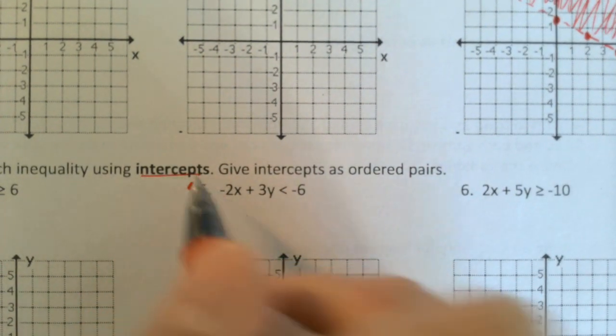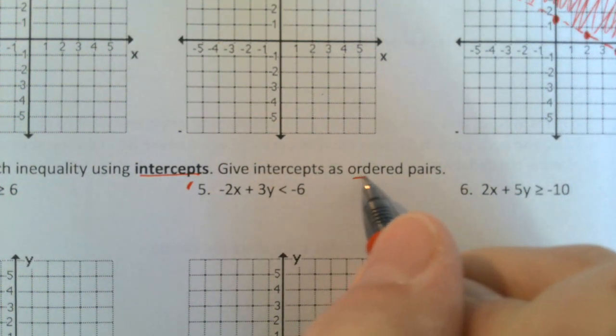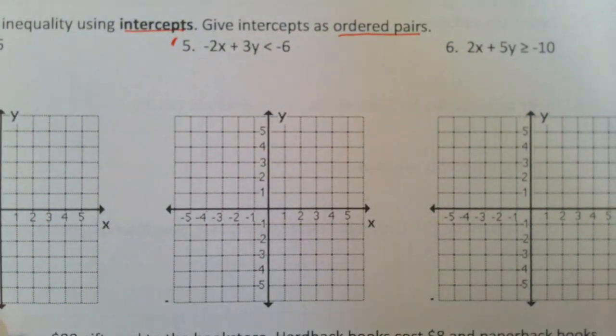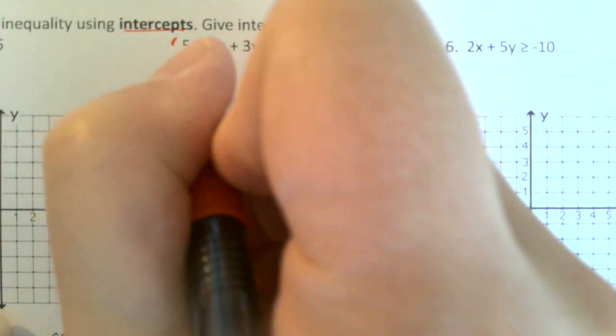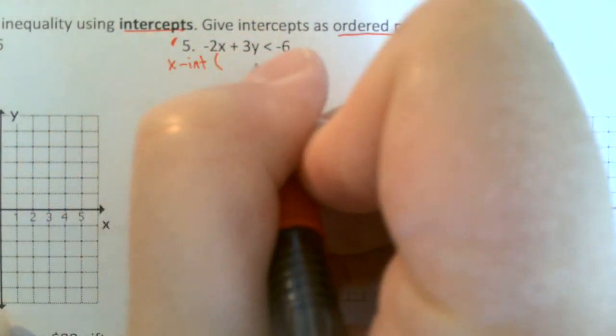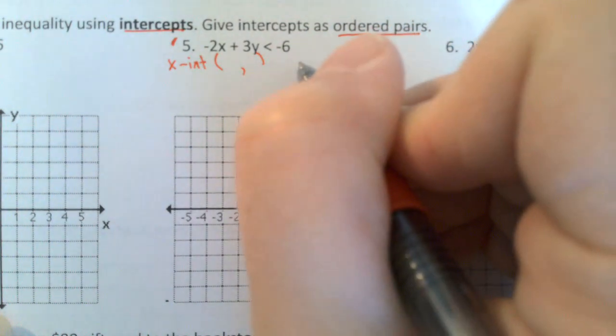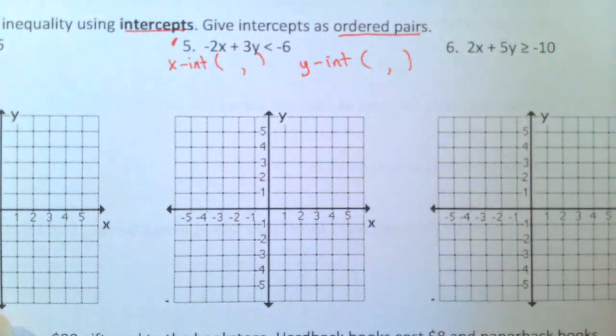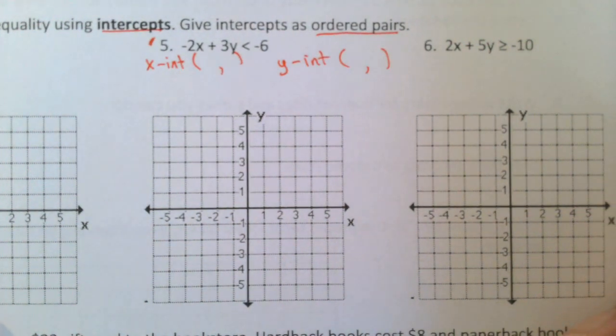All right, now the next set says use intercepts. And notice it says give answers as ordered pairs. So I think if we sort of start ourselves with the idea that I have an x-intercept and I put my ordered pair right here, I'm not going to forget. I have a y-intercept and I put my ordered pair, I'm not going to forget. Okay, let's do the x-intercept.